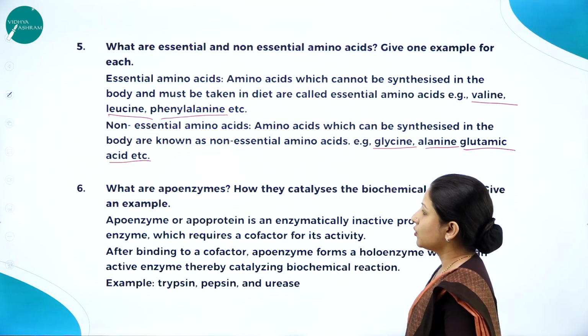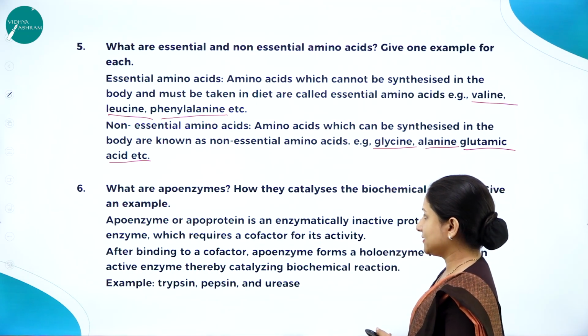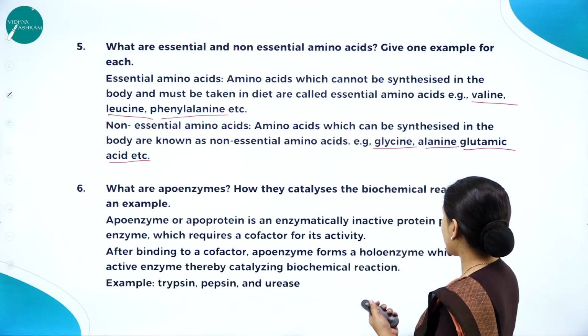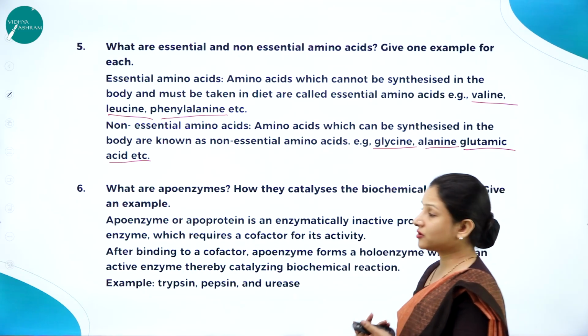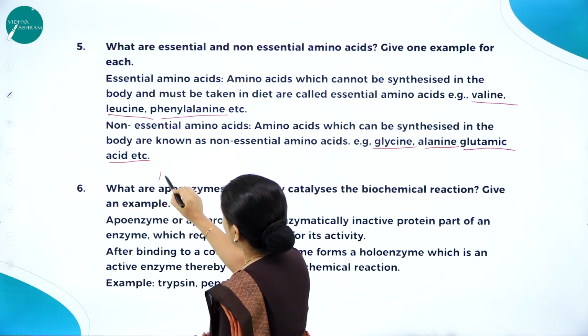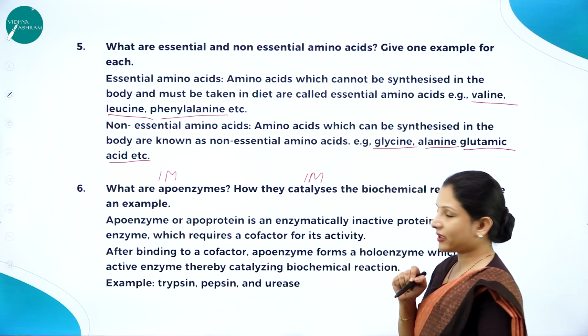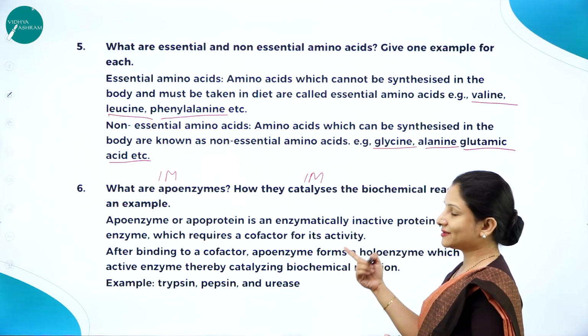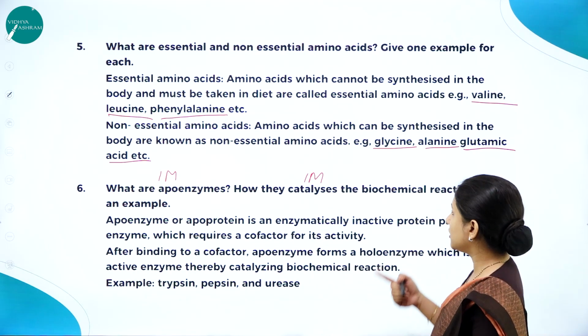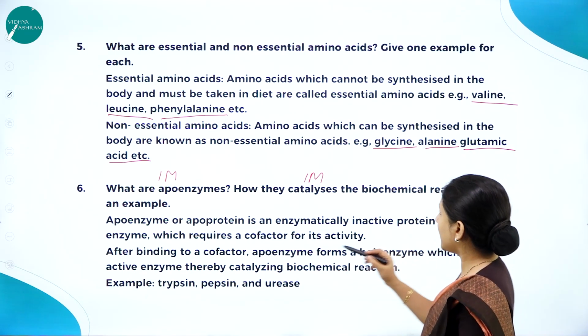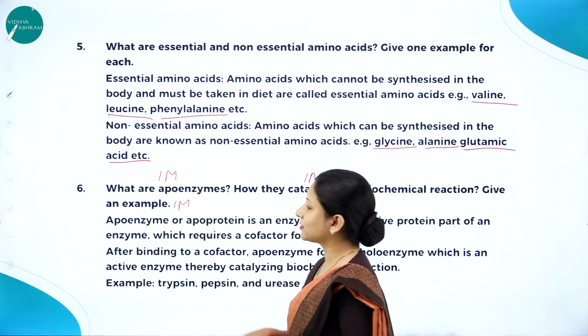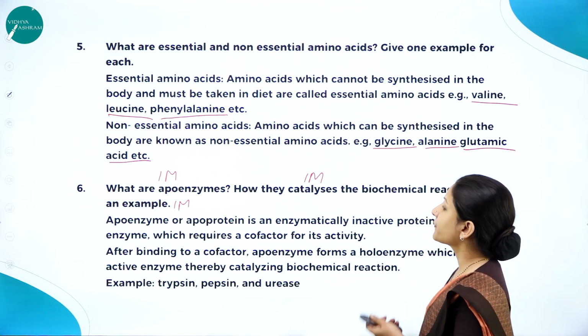So next question. What are apoenzymes? How do they catalyze the biochemical reaction? Give an example. So 3 questions are there. If you write what are apoenzymes, you'll get 1 mark. If you write how apoenzyme actually catalyzes the biochemical reaction, you'll get 1 mark. And if you give an example, you will get 1 mark. Totally 3 marks.